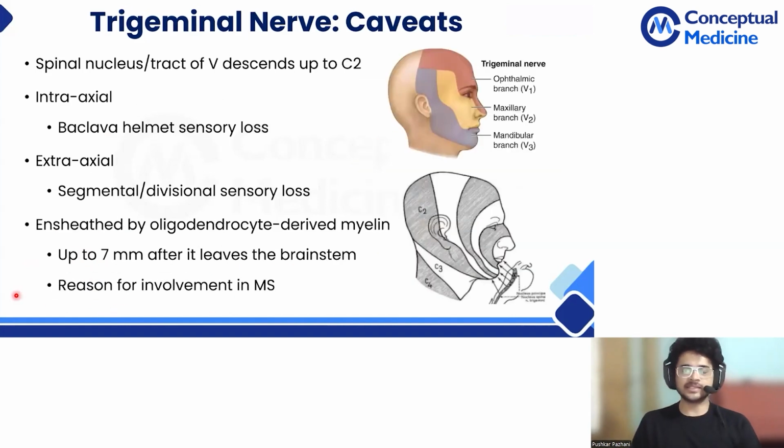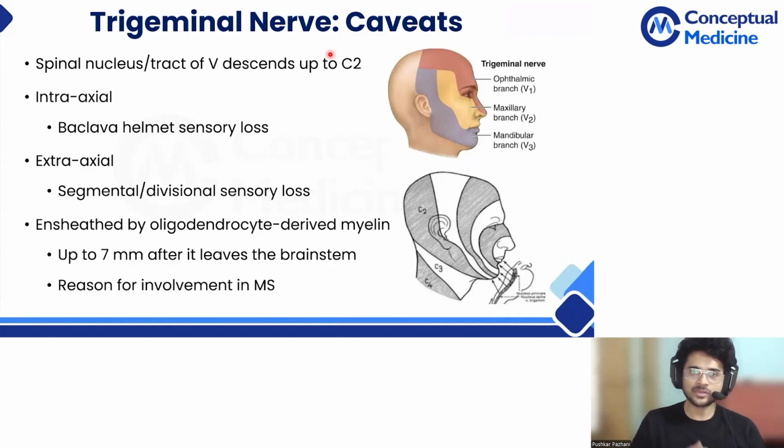Next, we have different nuclei of the trigeminal nerve. We have the primary sensory nucleus, the spinal nucleus, and the motor nucleus. When it comes to the spinal nucleus, remember that it extends up to the C2 portion of the spinal cord. That is why patients who have very high cervical cord lesions can sometimes present with facial sensory loss. That is because the spinal tract of the trigeminal nerve extends up to the C2 level of the spinal cord.